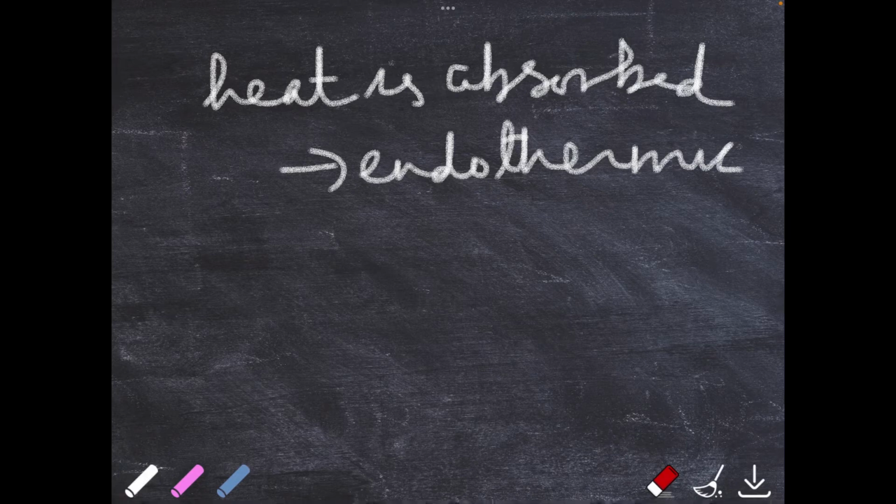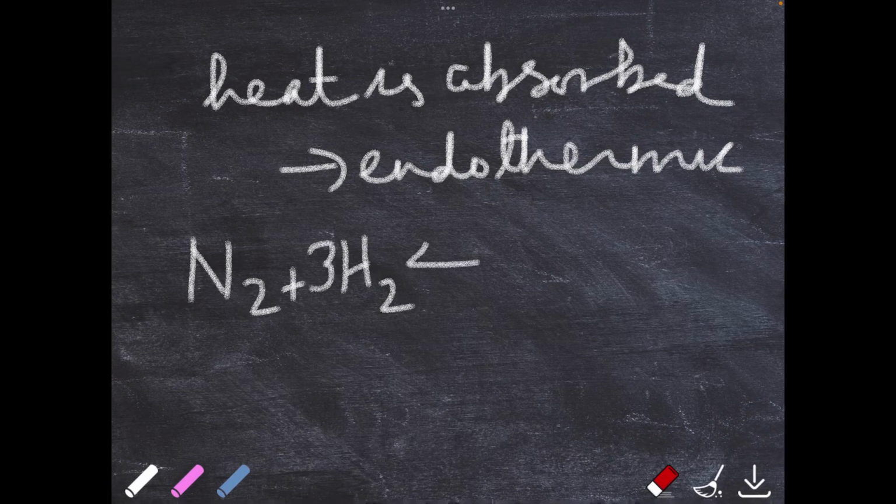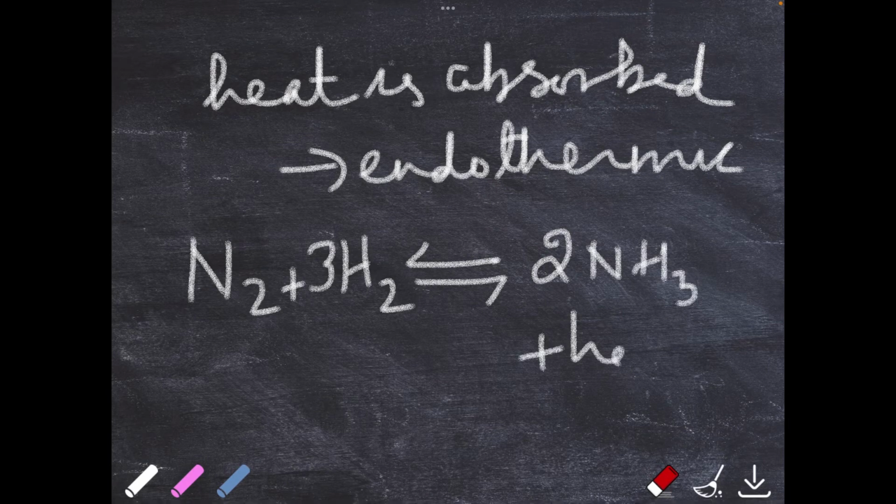For example, nitrogen plus hydrogen gives you ammonia. This is an exothermic reaction leading to an increase in temperature. So this indicates that a chemical reaction has taken place.